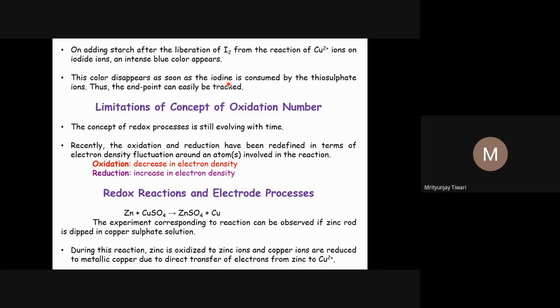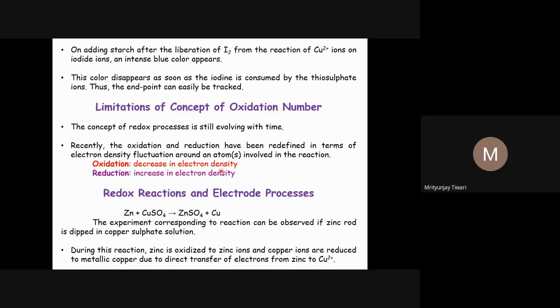Now, the limitation of the concept of oxidation number that we also see. Though this is not an important point, it helps us to understand some chemistry at least. The concept of redox processes is still evolving. It is not stagnant, and not all the concepts are known to us. As our understanding of chemistry improves, the concept of oxidation and reduction is also evolving.